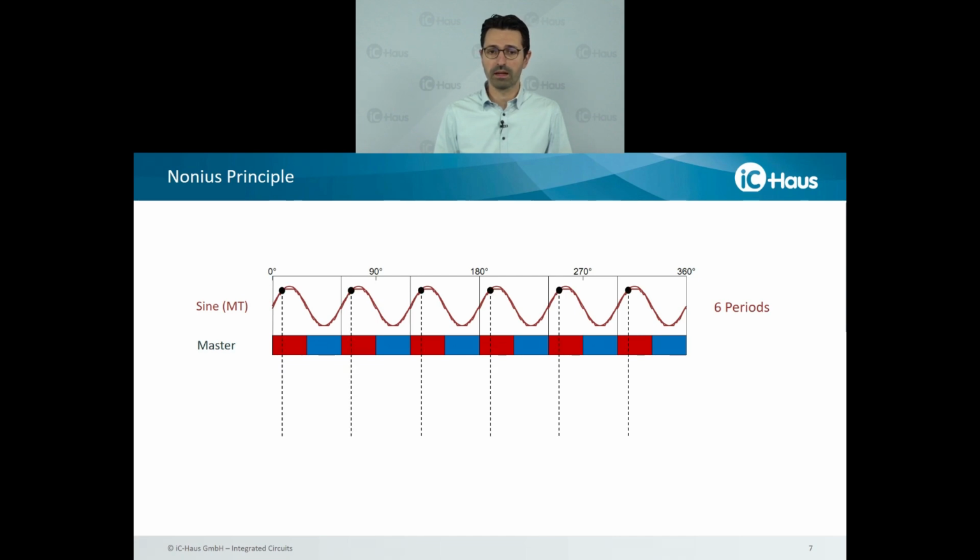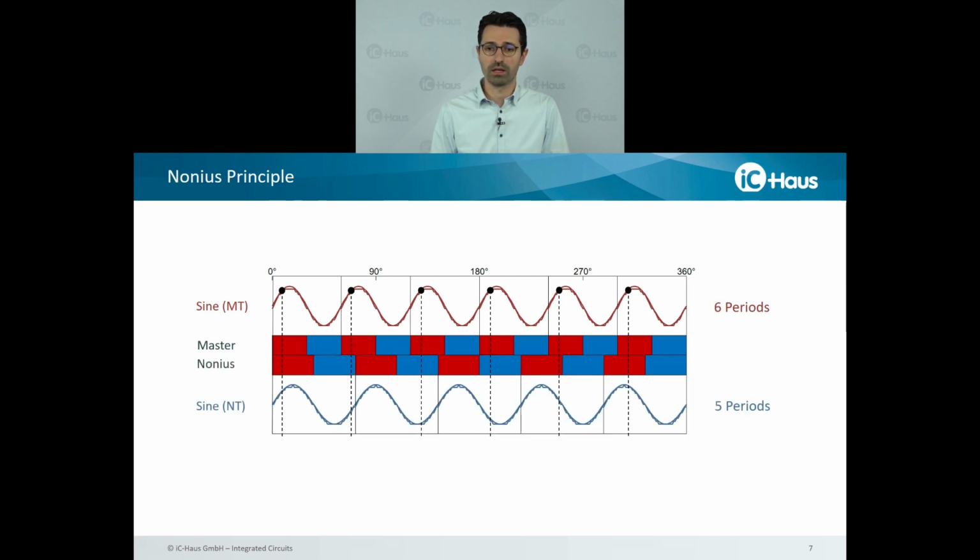For example, when we are at a position like 60 degrees, I've plotted here a dot, then this can happen 6 times on a magnetic code wheel. And the question is now, how can we distinguish which period we are in? Therefore, we have the nonius track. And the nonius track is always 1 period less than the master track. So in our example here, it's 5 periods. And for better visualization, I divided one pole pair of the nonius track into 6 parts because we have 6 master periods. And I've plotted here some numbers.